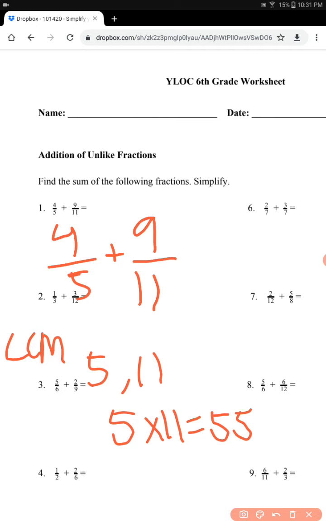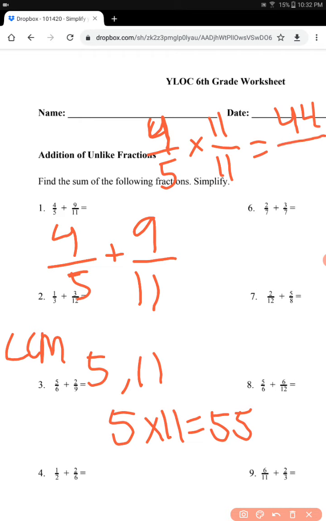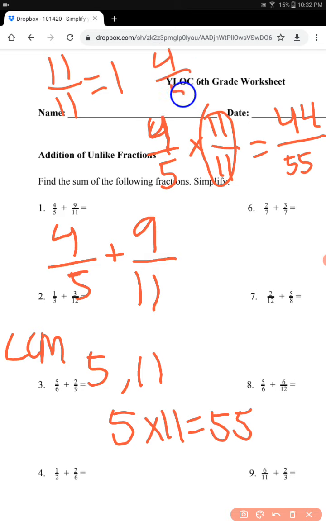So 4 fifths times 11 over 11 equals 44 over 55. And just a little cool thing here, 11 over 11 is the same thing as 1, right? So basically what we're doing is 4 fifths times 1. So it's basically the same thing.